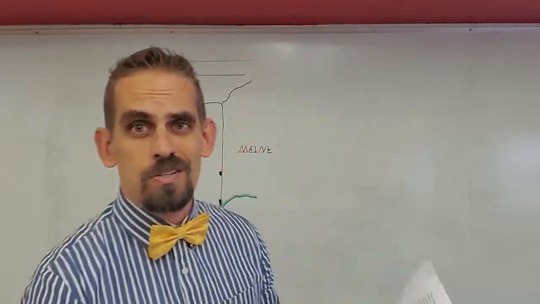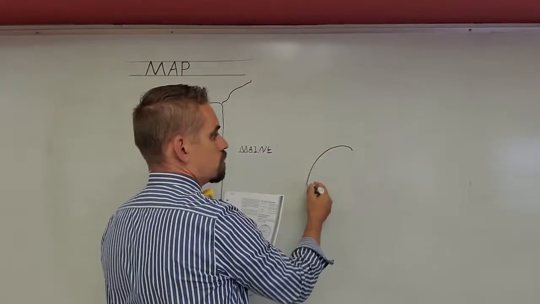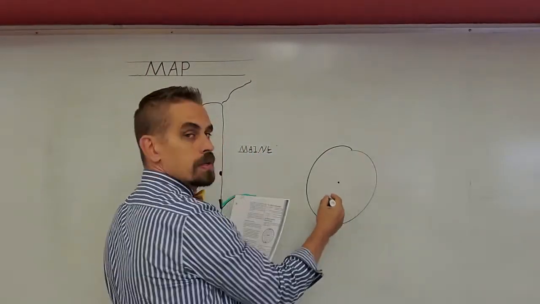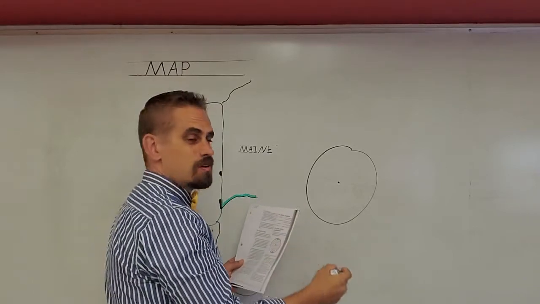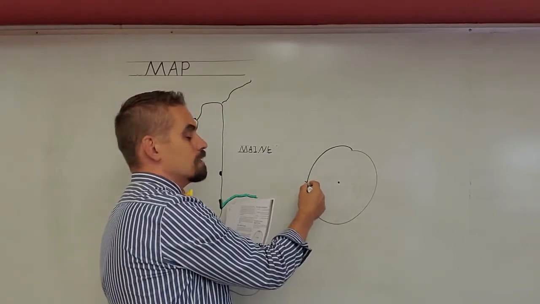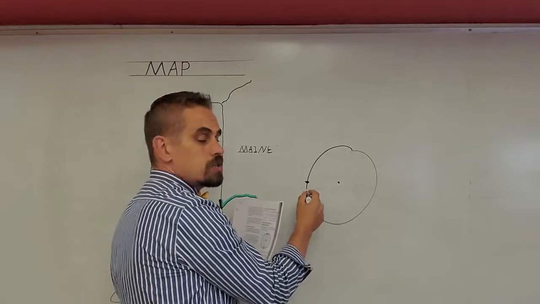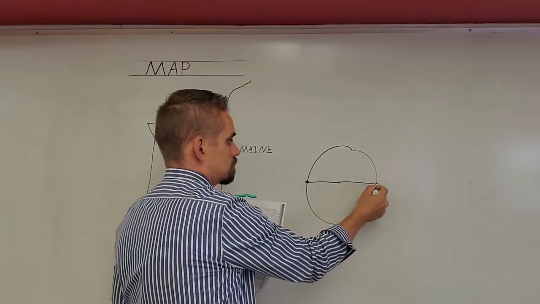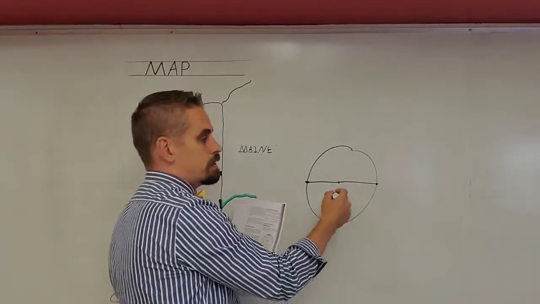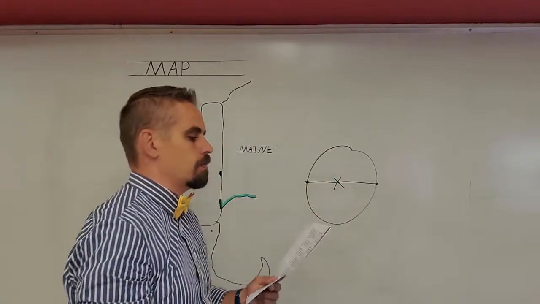Its diameter. Hopefully all of you know what diameter is, but just in case, we'll go over it. For a circle or a sphere, a diameter is the distance from one side to the other, and it has to pass through the midpoint. So that's the diameter.